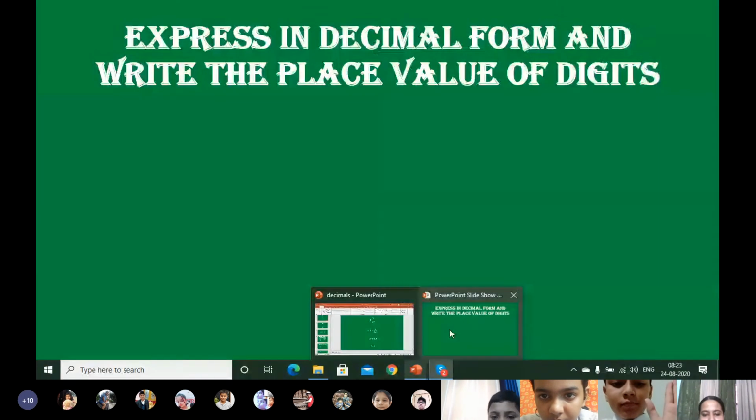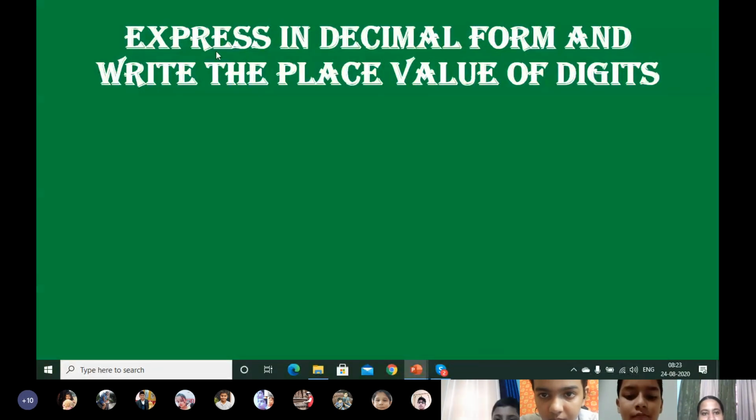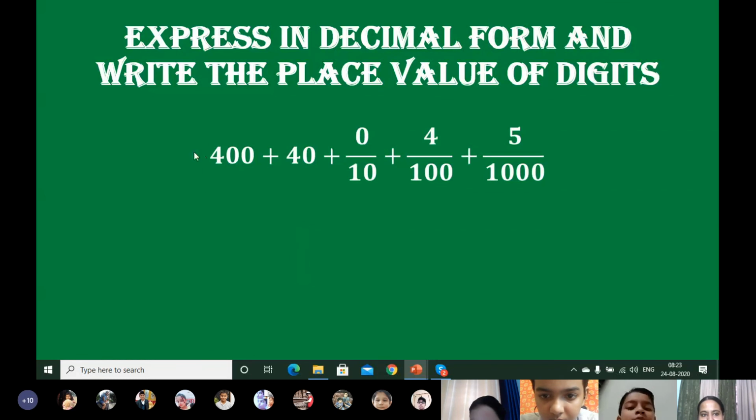Okay, let's see another type of question. You have to express in decimal form and write the place value of the digits. Now comes the question. The form is given here. So what's the number? First tell me what is the number given here. Who will tell me? Fast. What's the number given here?